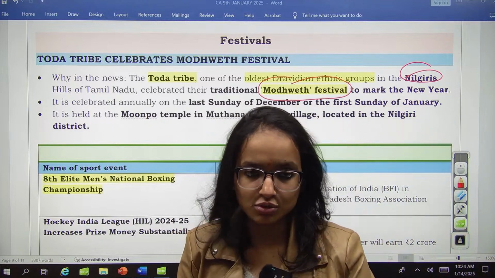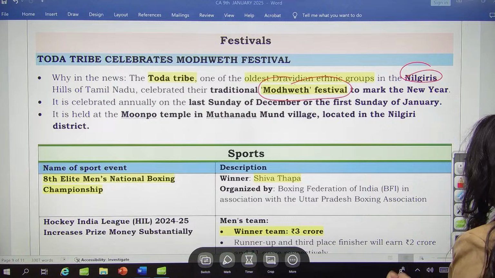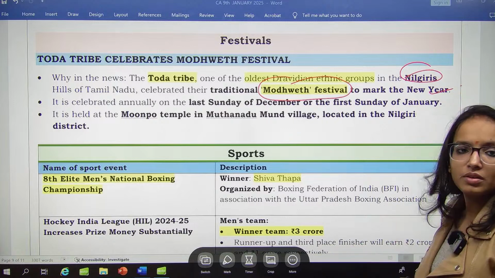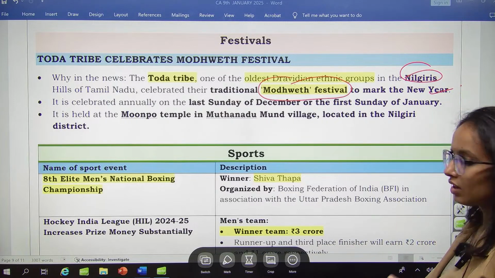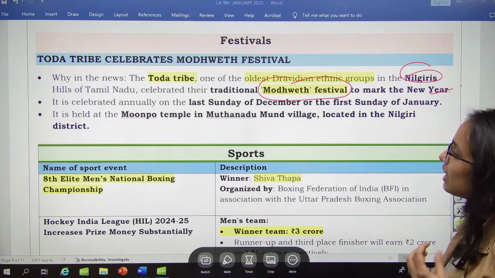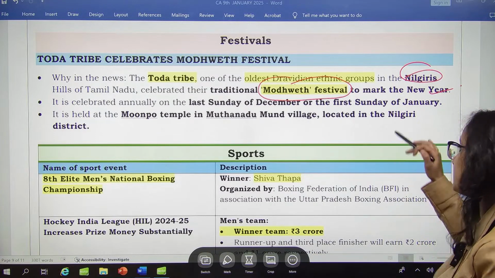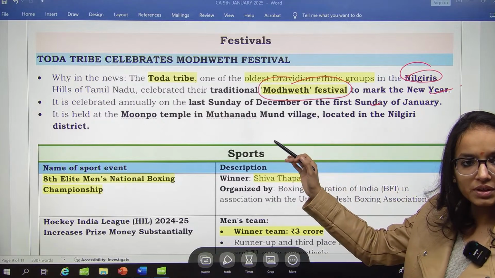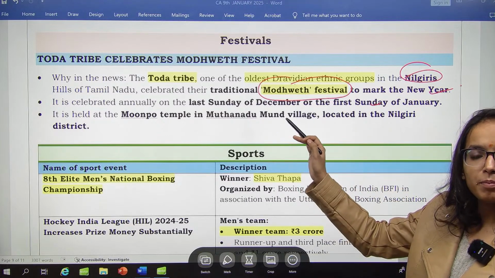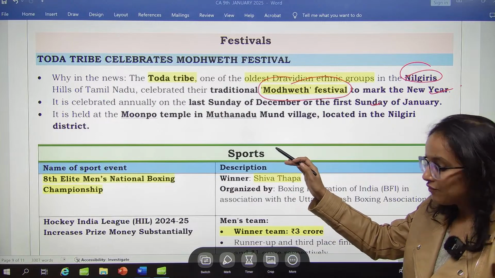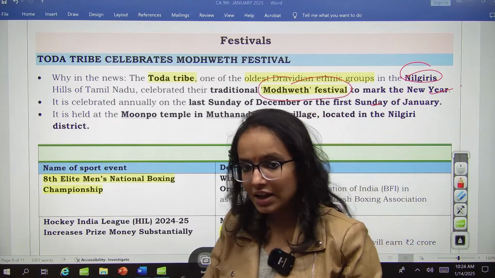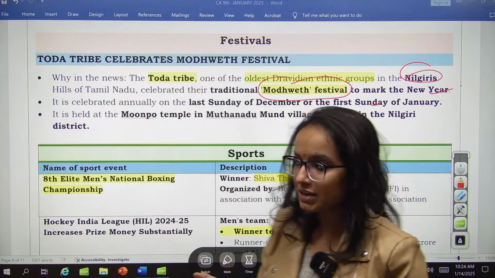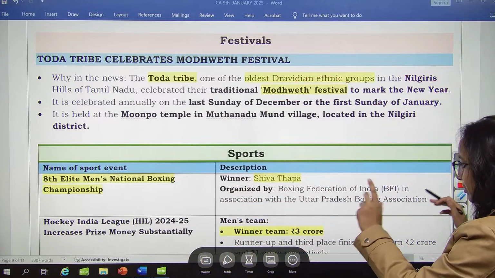Modweth festival is associated with the Toda tribe to mark the new year. Okay, and they generally celebrate this on the last Sunday of December or the first Sunday of January. So remember, Modweth festival associated with the Toda tribe. They celebrate this festival as a new year. So Toda tribe is important in the Nilgiris area of Tamil Nadu.